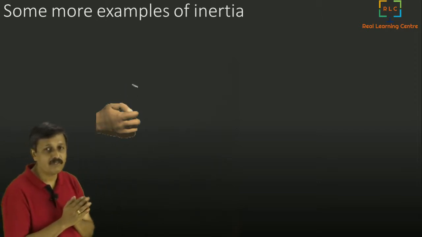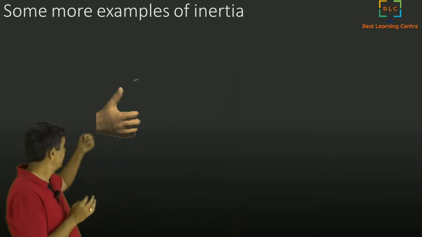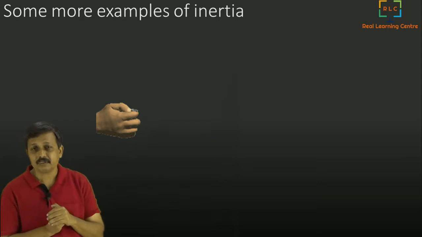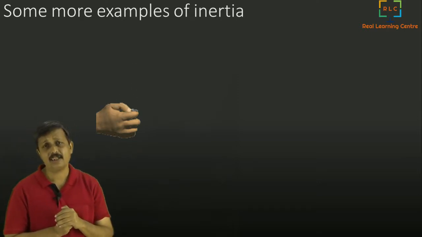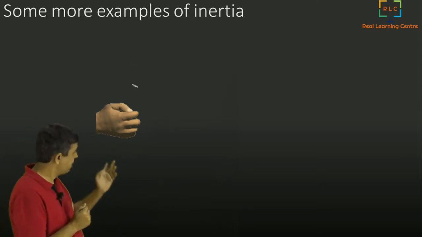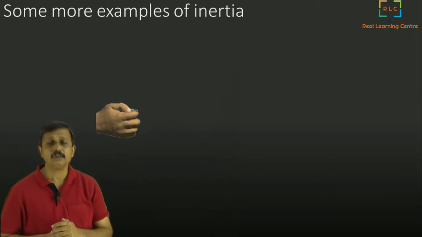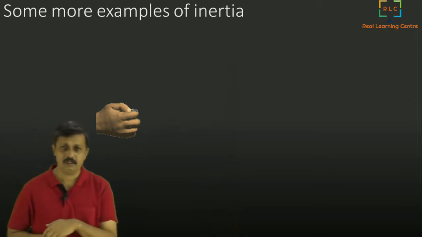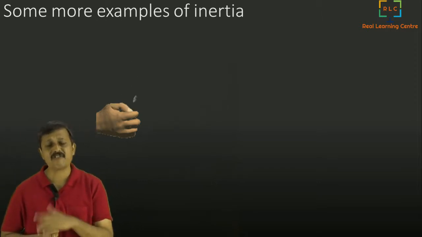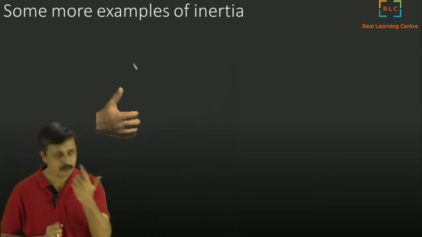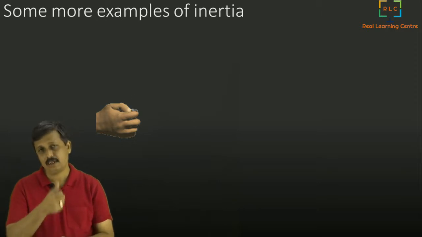So what we are doing here is simply tossing a coin. You can very clearly see that the coin goes up and comes back onto the finger right away. Now, suppose I do this experiment in a moving train. I am standing in a moving train, I toss it and it will come back.